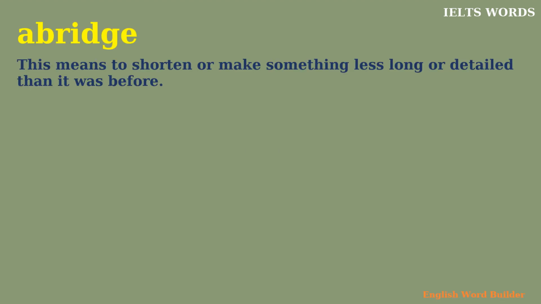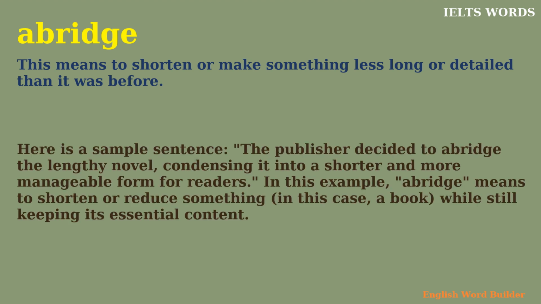Abridge. This means to shorten or make something less long or detailed than it was before. Here is a sample sentence. The publisher decided to abridge the lengthy novel, condensing it into a shorter and more manageable form for readers. In this example, abridge means to shorten or reduce something, in this case, a book, while still keeping its essential content.